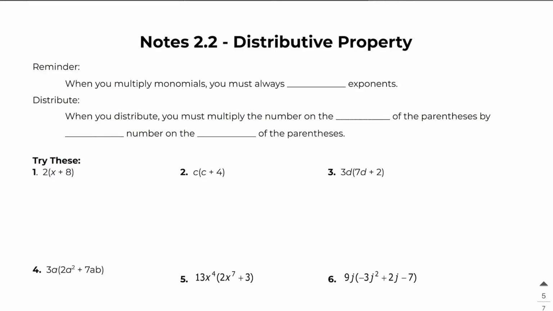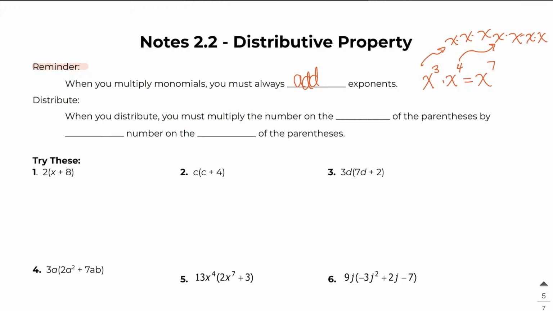Hey everyone, we're looking at notes 2.2, which are on the distributive property, and this starts on page 5. The first thing that we see here is a reminder, and that is that when you multiply monomials, you must always add exponents, always, always, always. For example, if I have x to the power of 3 times x to the power of 4, that would be x to the power of 7, because we've got 3 x's multiplied together here and 4 x's multiplied together here. So we've got 7 x's multiplied all together.